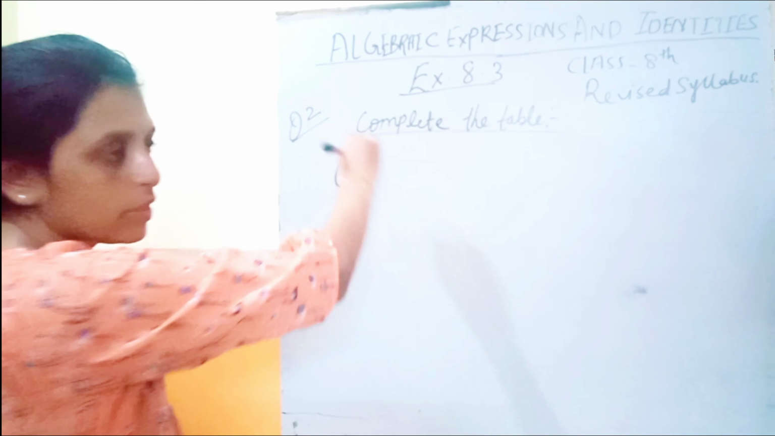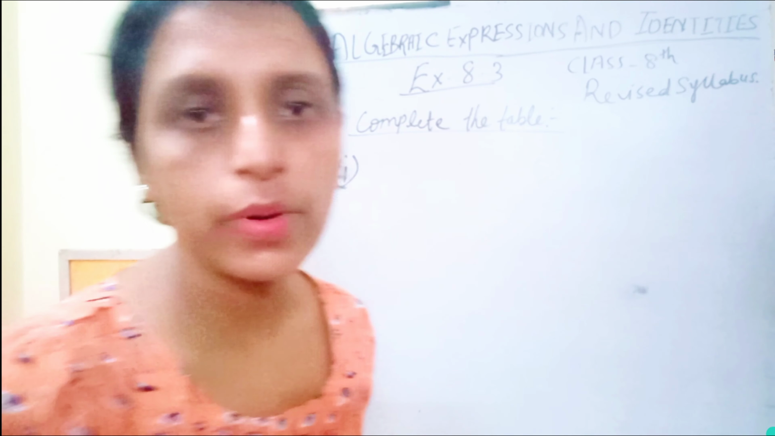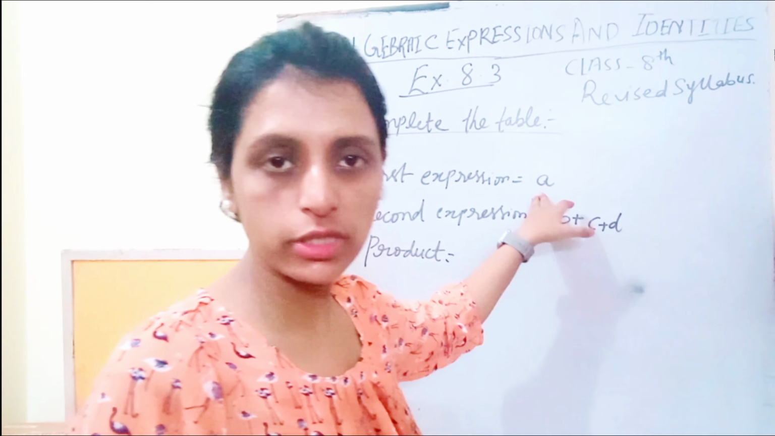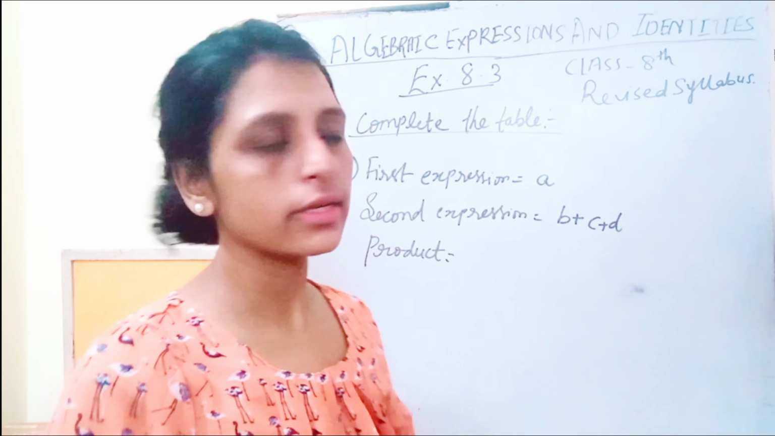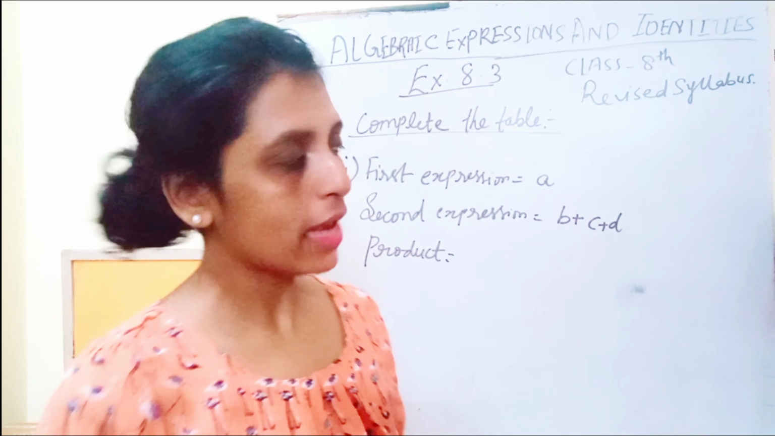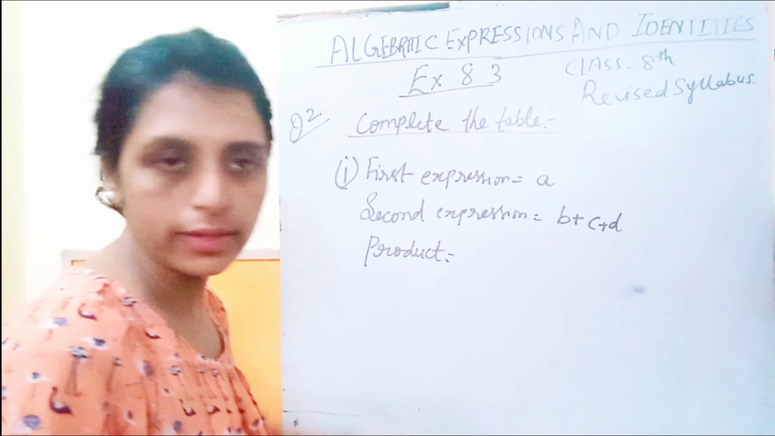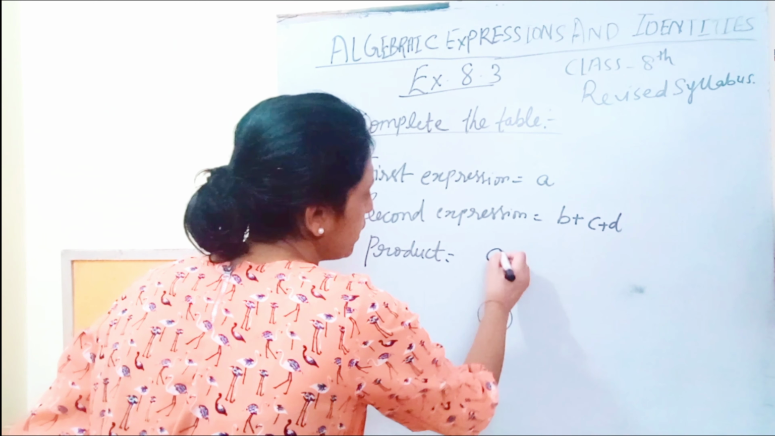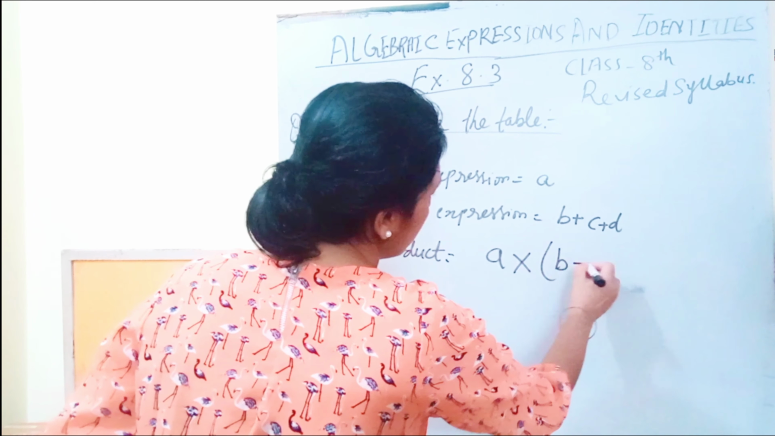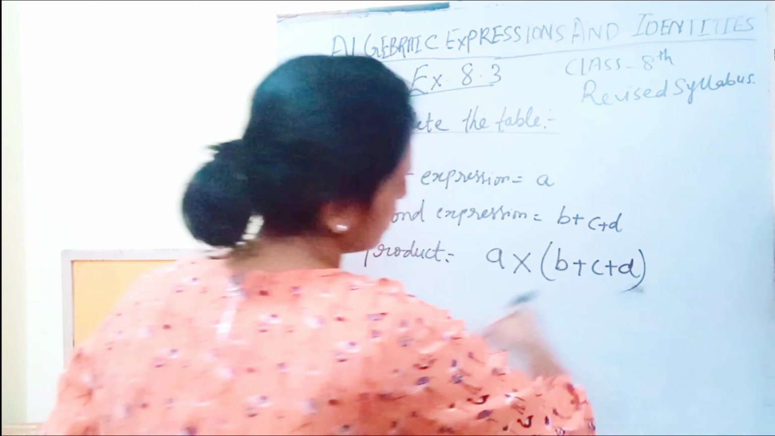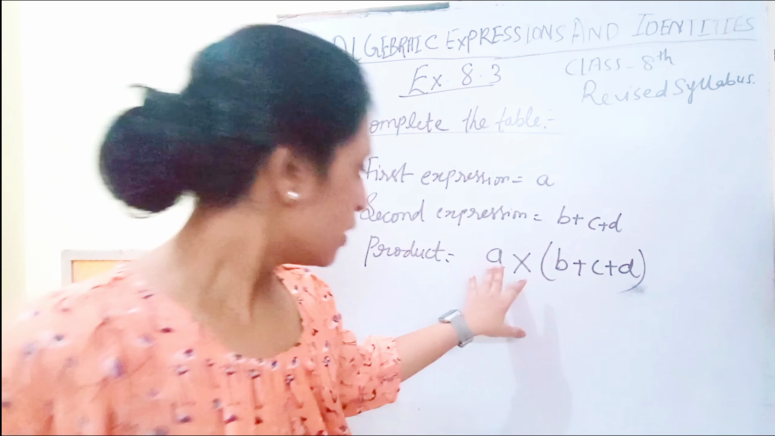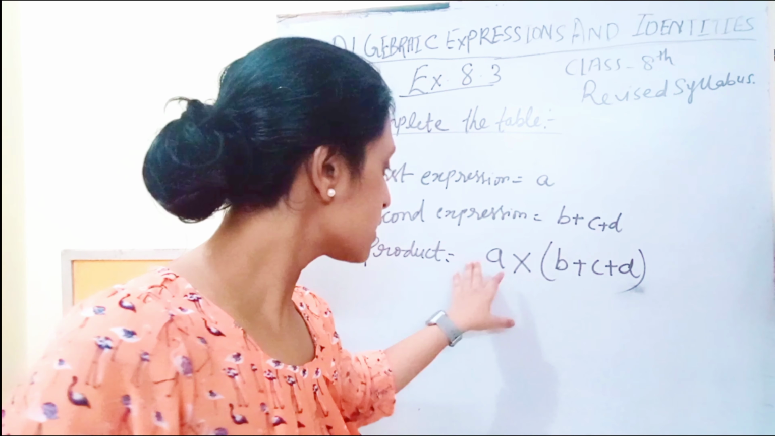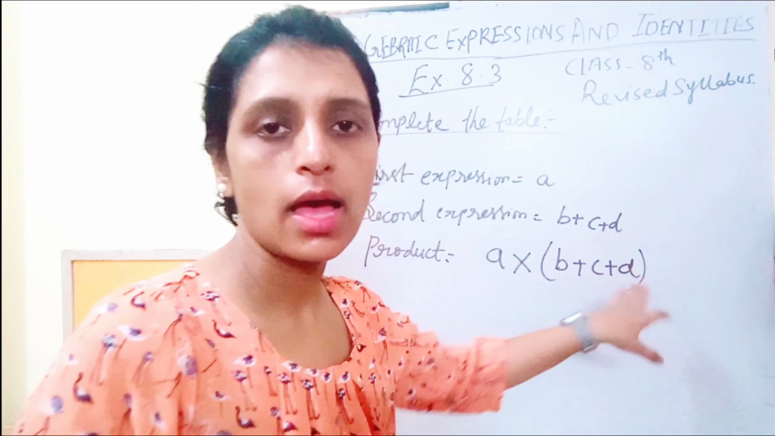Now, in this question, the first algebraic expression is A and the second expression is B plus C plus D. We have to find the product of the first and the second algebraic expression. So it will be A multiplied by B plus C plus D. Okay, so what do we have to do? A is multiplied with B plus C plus D. It means A will be multiplied with B, C and D as well.